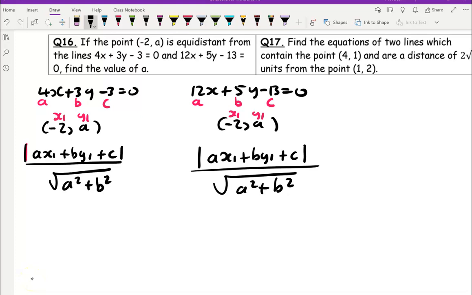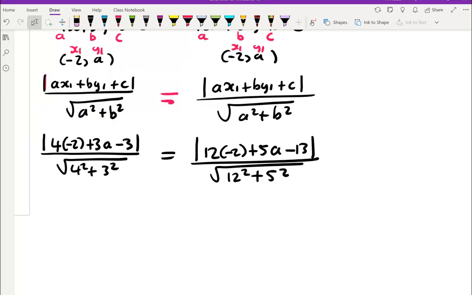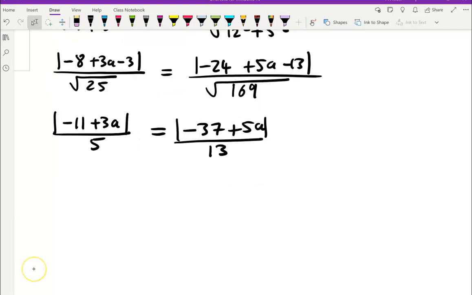I marked them a, b, c, x1, y1. I've written down my formulas. Now the question is equidistant, so I know my two answers will be equal. So now fill into your formula. Once you have it substituted into both formulas, now simplify both. Bring them down to their simplest form, and now we're going to have to deal with our absolute value signs.